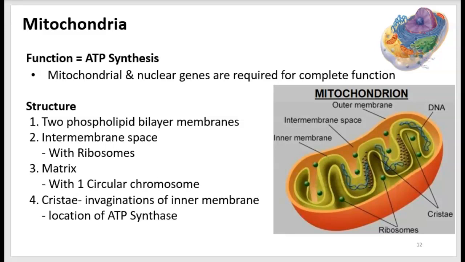Lastly, notice that the inner membrane has foldings or invaginations. These invaginations are called crista, and they contain a number of things, but one important enzyme I'll mention now is called ATP synthase. That is the enzyme that's needed for the final step of ATP synthesis. So when we talk about ATP synthesis, we'll talk about that inner mitochondrial membrane and the crista once again.